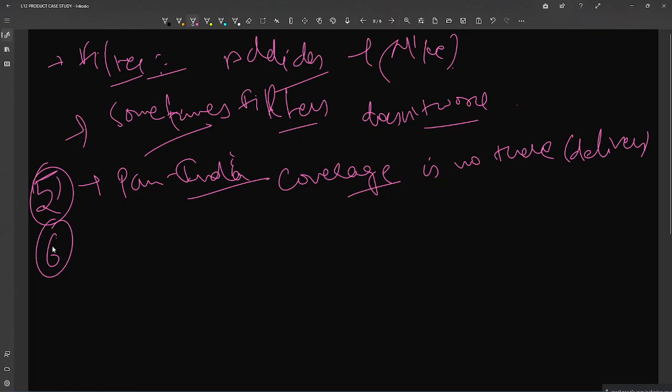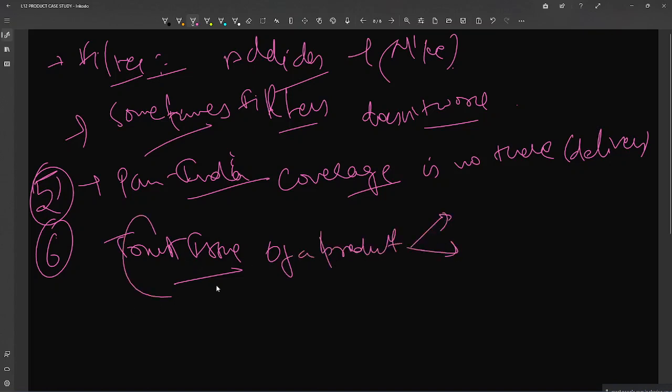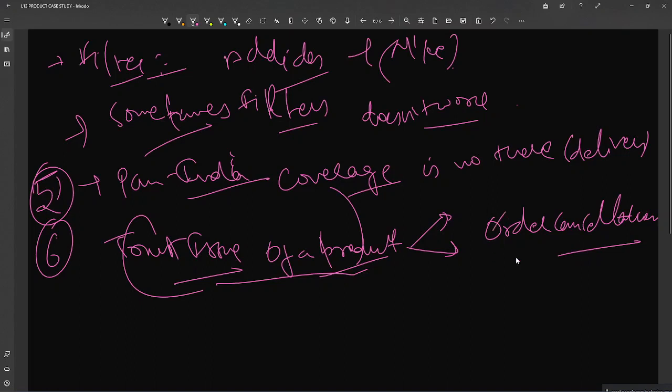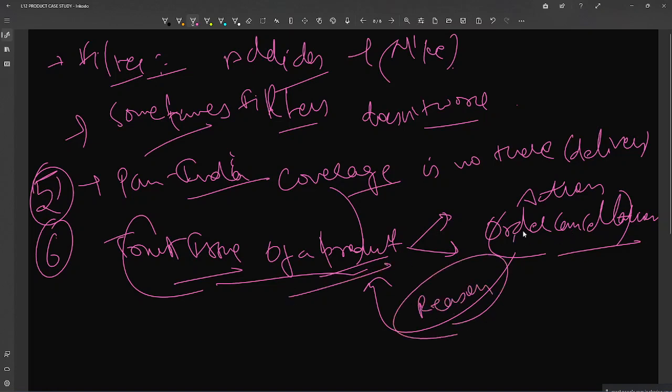Sir, in terms of electronic products, there is always a trust issue from the customers. Very good point. There's a trust issue of a product. So what happens because of the trust issue? You can explain the trust issue of a product, but the category should be order cancellation. This is the action and this is the reason: why the customer's order was cancelled, because there's a trust issue of a product.